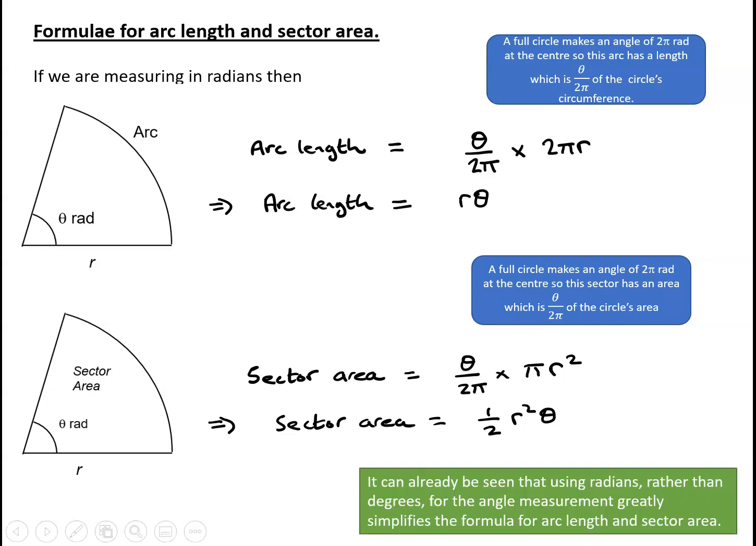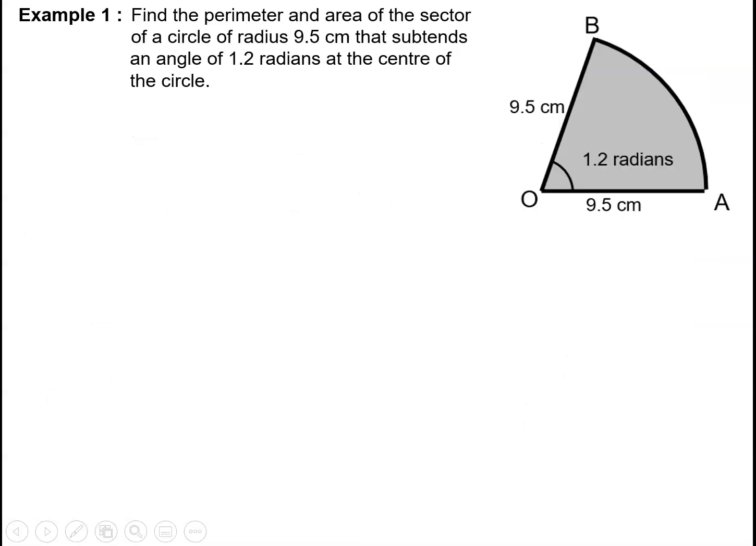So we're now going to look at a couple of examples involving radians and arc lengths and sector areas, but where the angles are given in radians. So for the first example, we've got to find the perimeter and area of the sector of a circle of radius 9.5 centimetres that subtends an angle of 1.2 radians at the centre of the circle.